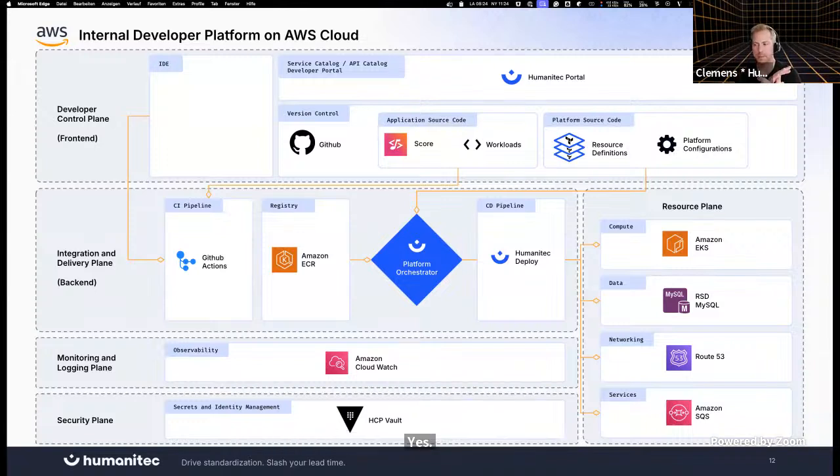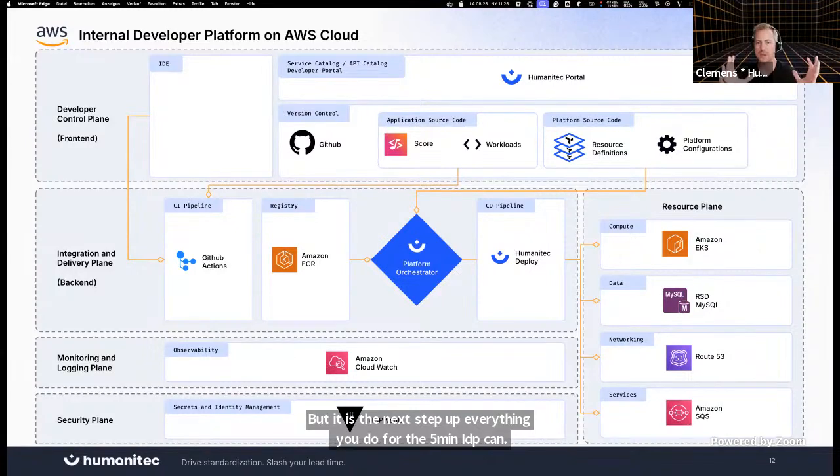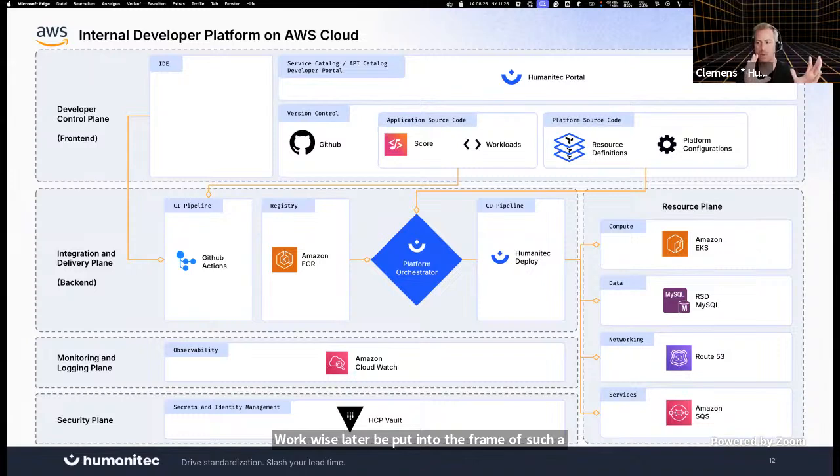Coming back to the picture here. As I said, I don't want to talk you through the whole thing, but it is the next step up. Everything you do for the 5-minute IDP can work-wise later be put into the frame of such a reference architecture, but obviously such a reference architecture cannot run on your notebook anymore, while the 5-minute IDP safely can. So you can play around and find out if that is the right thing to have as a component inside your platform. And then you can progress up to one of the reference architectures and you can quickly modify that to be your MVP platform.